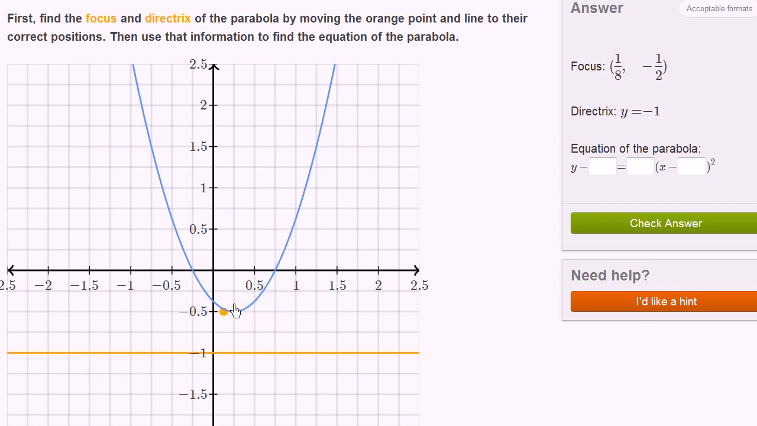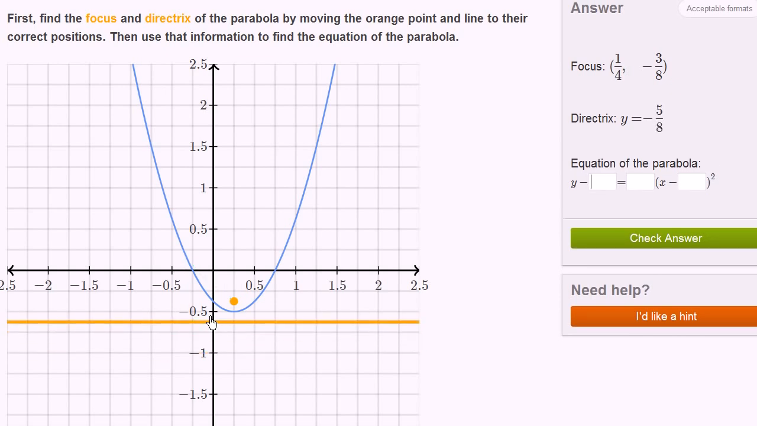Notice the bottom of the vertical green line is not moving, or it's not moving in the vertical direction. It's just moving in the horizontal direction. So if I move my directrix up there, that should work out. So let me move it up there. And there you have it.